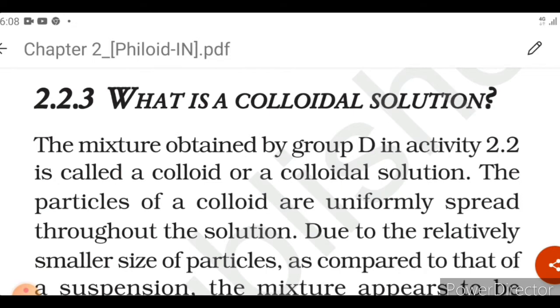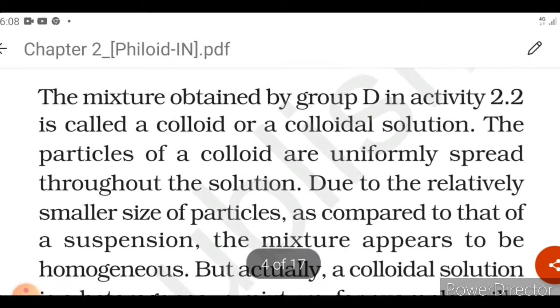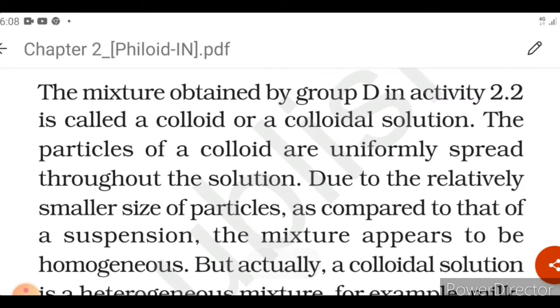Okay, what is a colloidal solution? The mixture obtained by group D in activity 2.2 is called a colloidal solution or a colloid. Activity 2.2, can you remember in which session we discussed it? Yes, in our first PDF session we discussed this. In that, the solution or mixture obtained by group D is known as a colloid or colloidal solution. The particles of a colloid are uniformly spread through the solution.